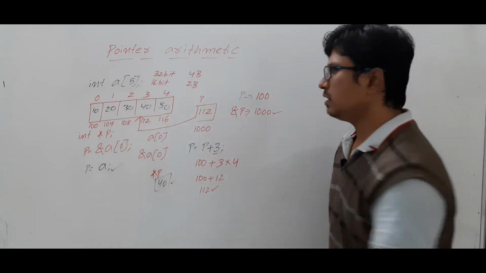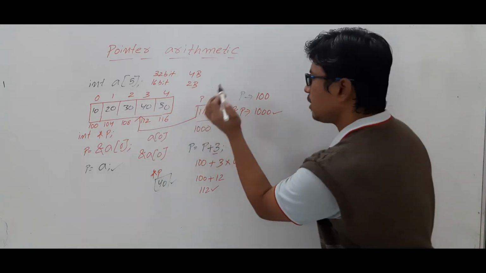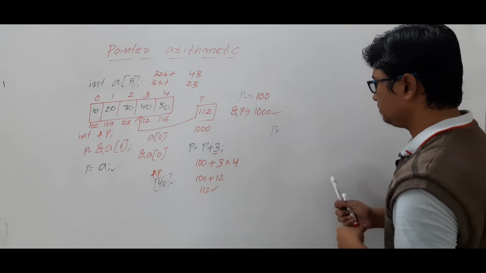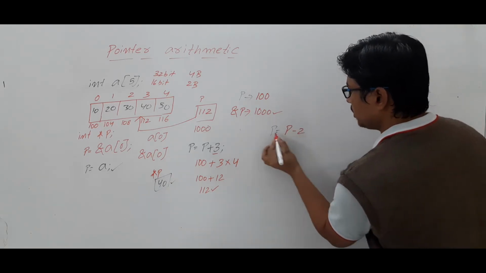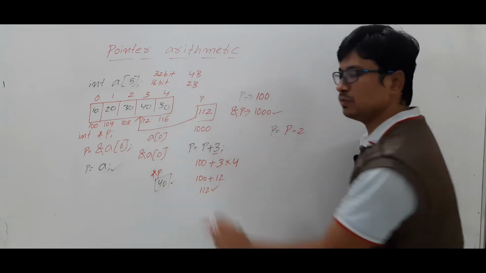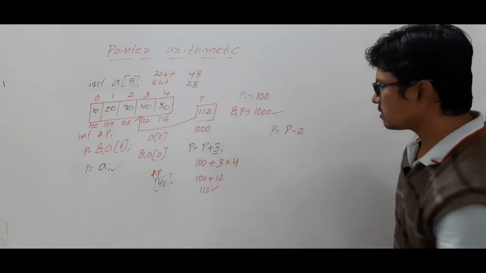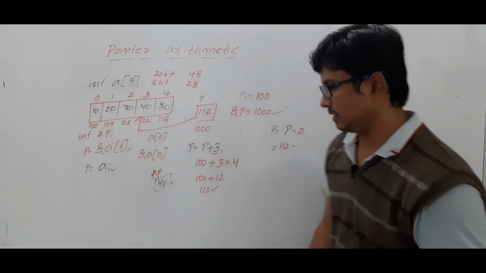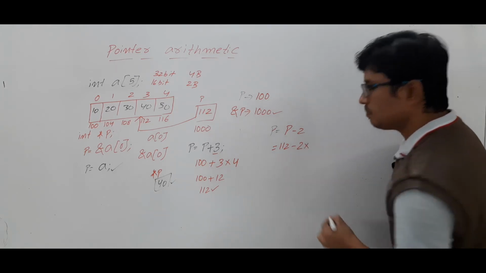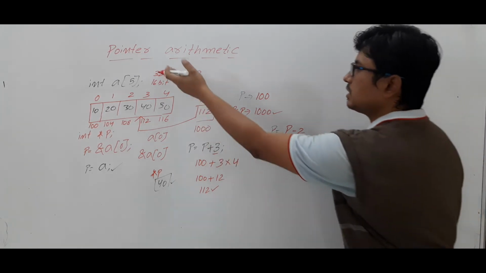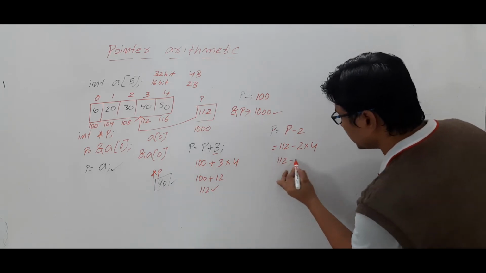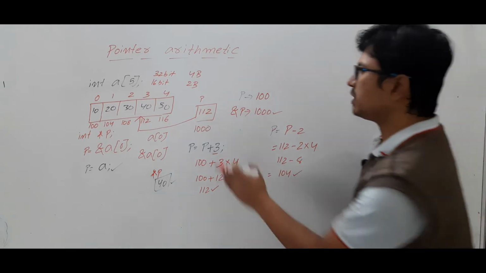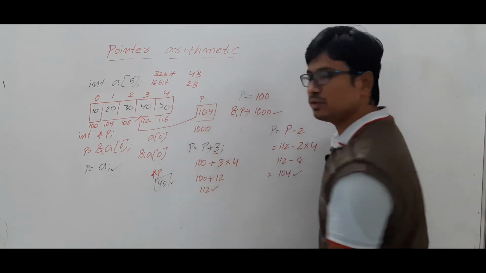Okay, is it clear? Now I have one more point. Now p is having the address 112. Now if I write a statement called p is equal to p minus 2, what address will be there in this variable p? By this time you can easily say. So p consists of 112 and it is an integer array. So you need to multiply 2 into 4 because you are using a 32-bit compiler. So 112 minus 8, which is equal to 104. Done. So the 104 address will be there.